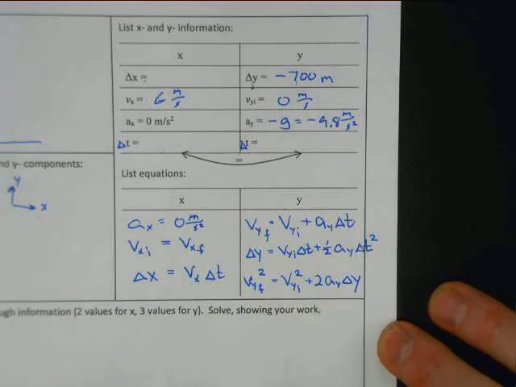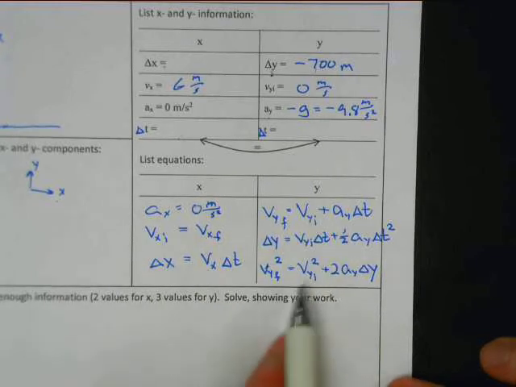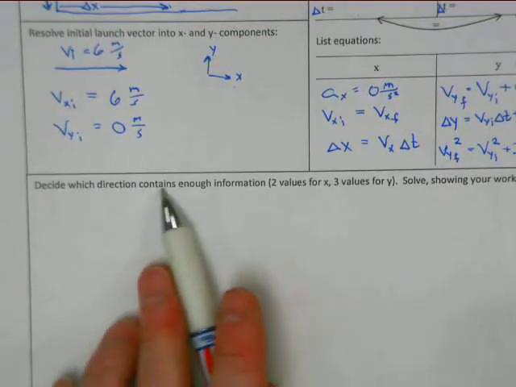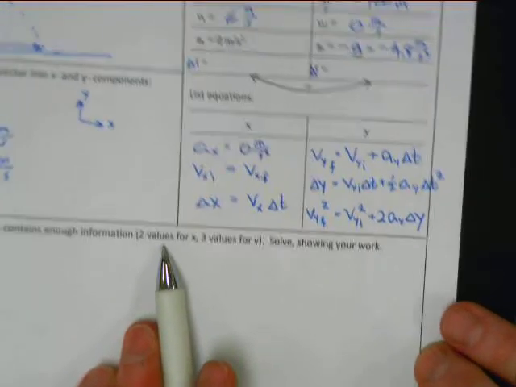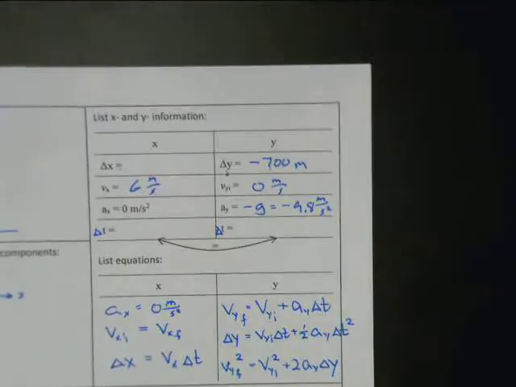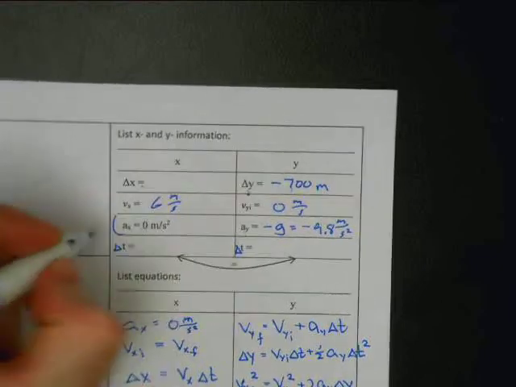So those are the equations. All right, so these are the tools I will have available to try to work some things out. Now I go down here, and this large space is for working stuff out. It says decide which direction contains enough information. Enough information means we need 2 values for x or 3 values for y. Well, looking at what we have, it looks like I have 2 values for x, but this one doesn't count.